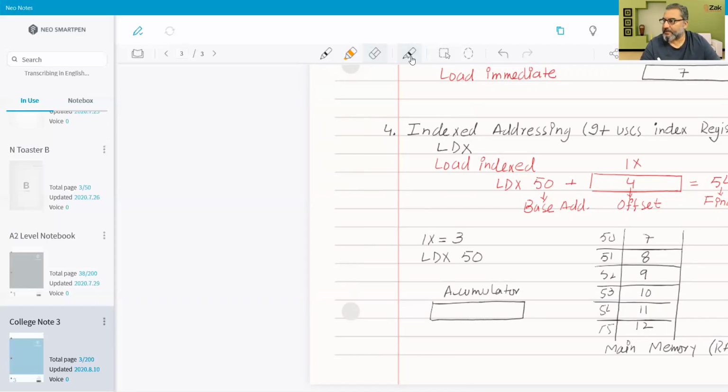So the index register is 3. We have passed this command ldx 50. 50 plus 3 becomes 53. The system will access data from 53 and that data will arrive in the accumulator and that will be 10. So let's revise.